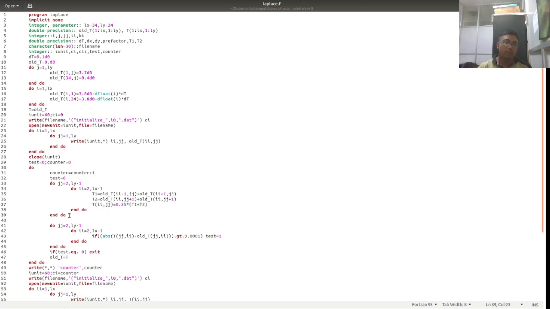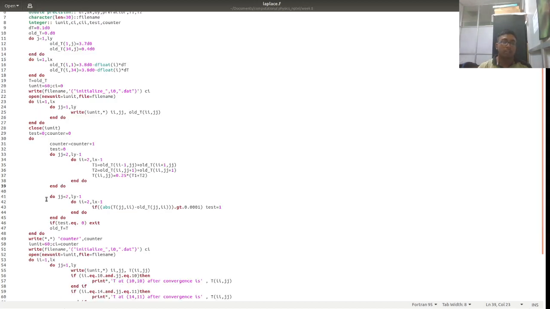And then again I am going to check the convergence criteria, right? So in this loop from 2 to ly minus 1, if the absolute difference is greater than 0.0001, then I set taste equals to 1, and I am continuing the loop until the convergence criteria is reached. Then if taste is equal to 0, it will exit.